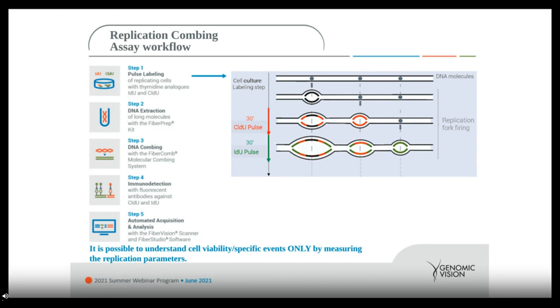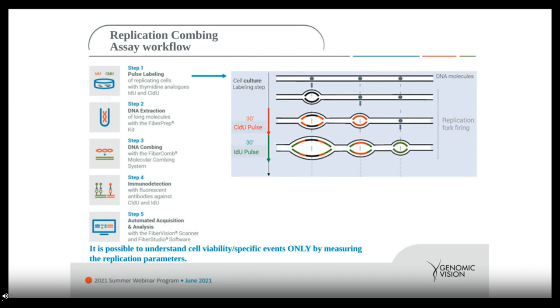Then we wash out the CldU and we use the second pulse, that's IdU in this case, for 30 more minutes, and we'll see it in green. Then we can see the continuation of the tracks from the replication forks in the first bubble, in the second one, and in this case, we'll also see the third bubble, which will be fully green.